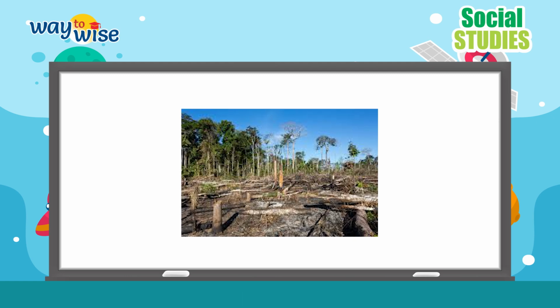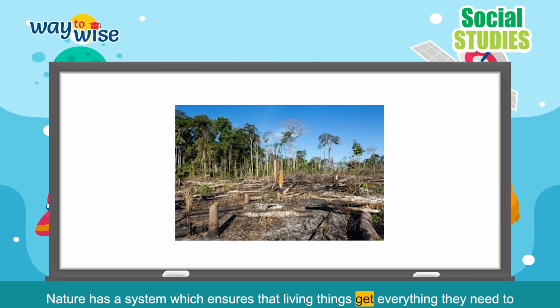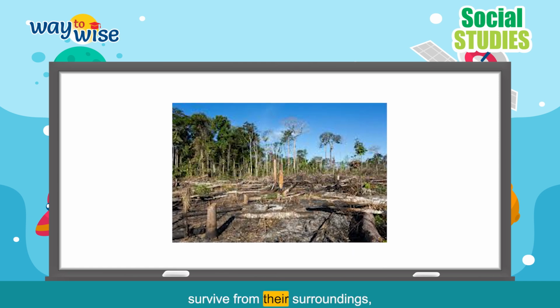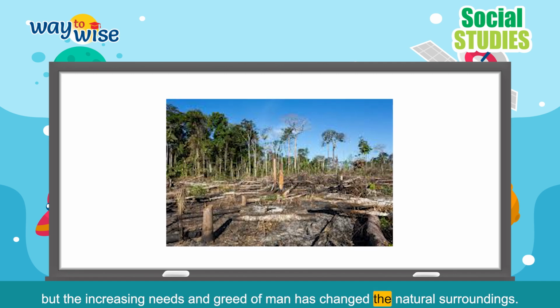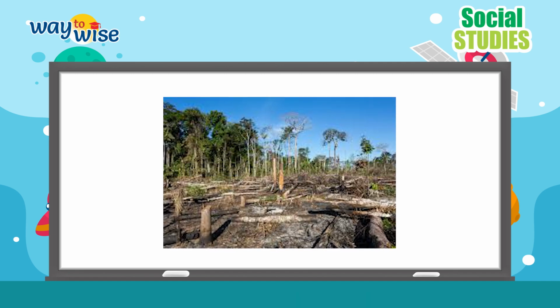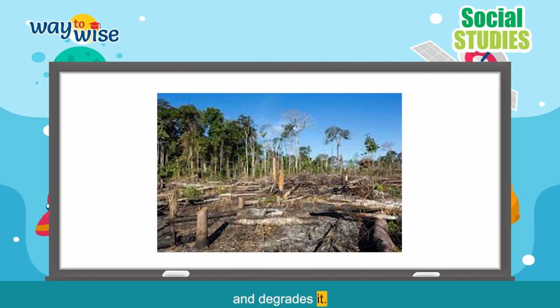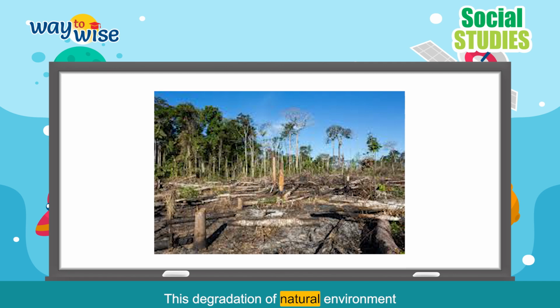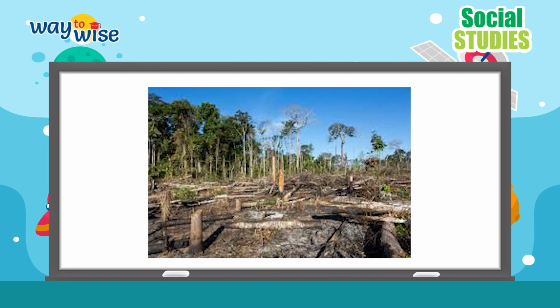Environmental degradation. Nature has a system which ensures that living things get everything they need to survive from their surroundings, but the increasing needs and greed of man has changed the natural surroundings. Such changes disturb the natural environment and degrade it. This degradation of the natural environment is causing serious health hazards these days.